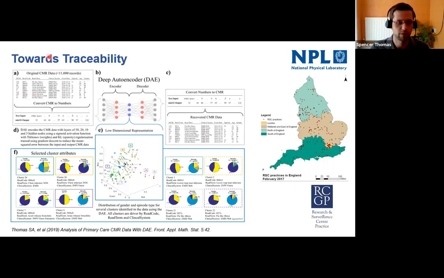This extract was a very, very small one of just 11,000 records relating to flu. So it just had age, gender, and some information about the condition, so the type of flu, some clinical coding systems. We converted these to numerical strings based on a kind of ASCII encoding of all the individual inputs, and then encoded that into a low dimensional space.